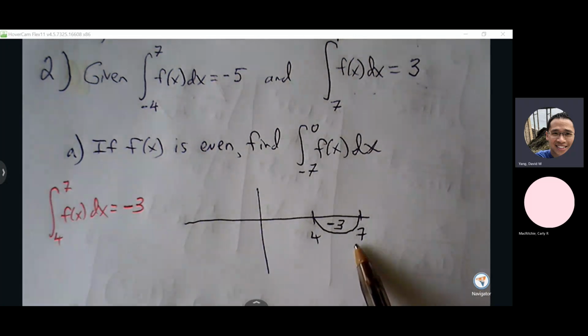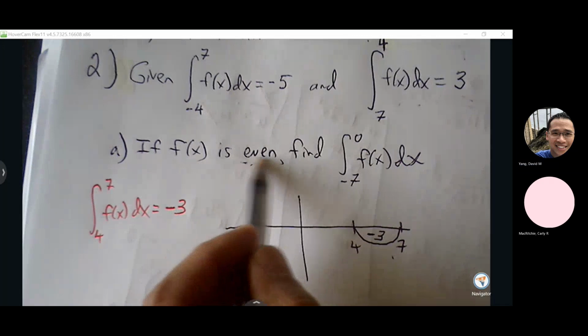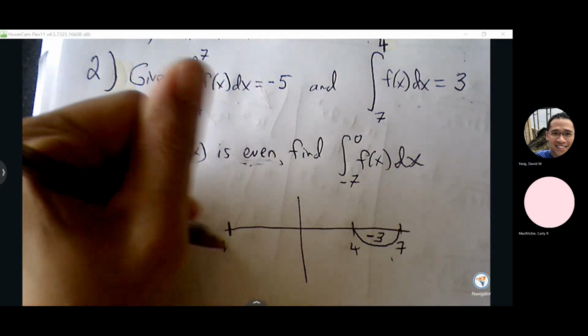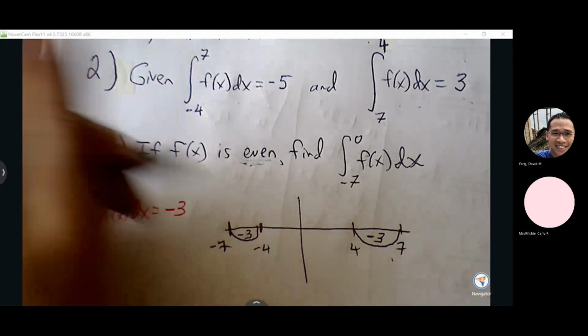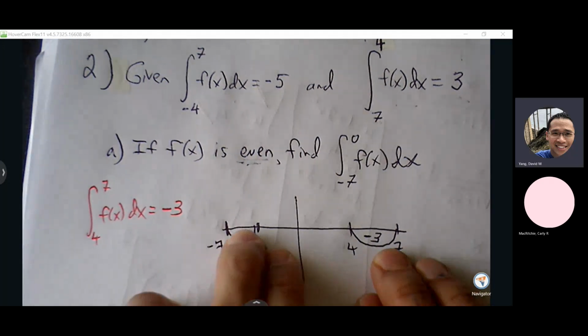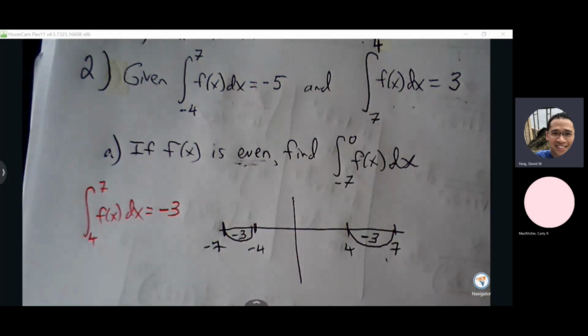So if I know this piece is -3, what else do I know? It's even, so the same on the other side. All right, so these are sets, okay? I'm not going to create any overlap with these two. This is not going to change.